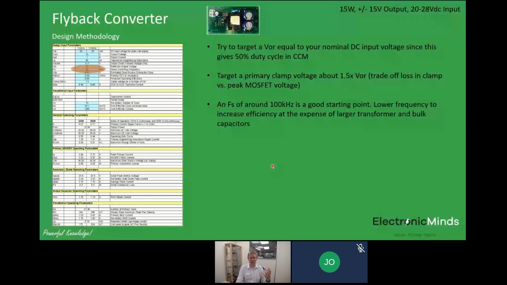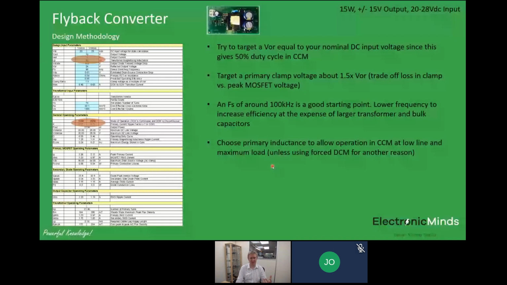Depending on what you're trying to achieve, I quite like to use continuous conduction mode and target that for operation on the low line and maximum load. That's when you're going to operate in CCM. But it's okay to transition to DCM under different operating conditions. But I tend to target CCM operation just to keep those RMS currents down.